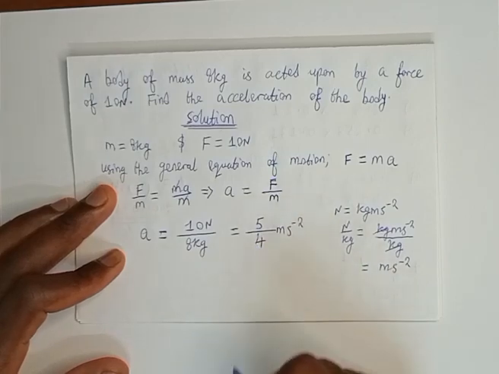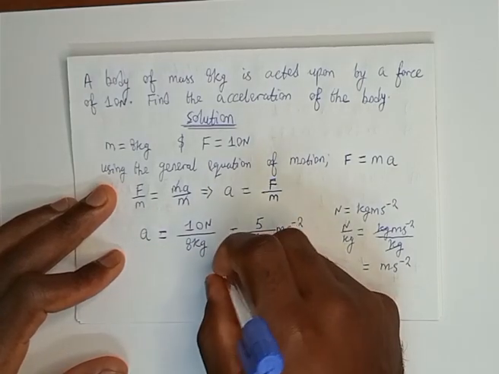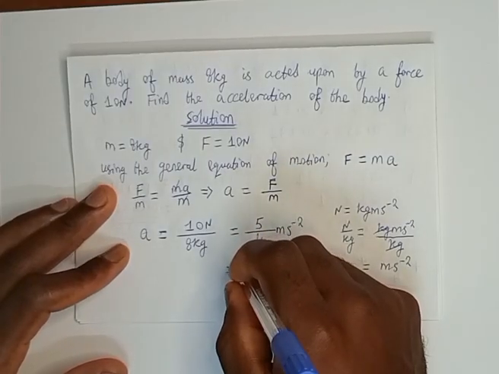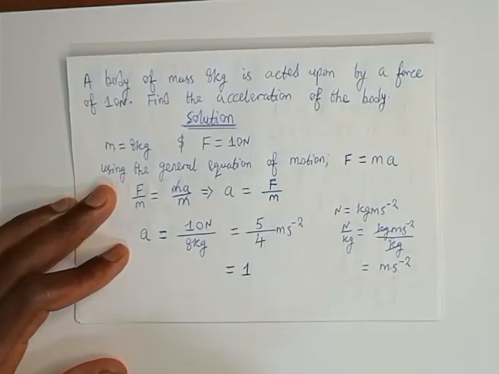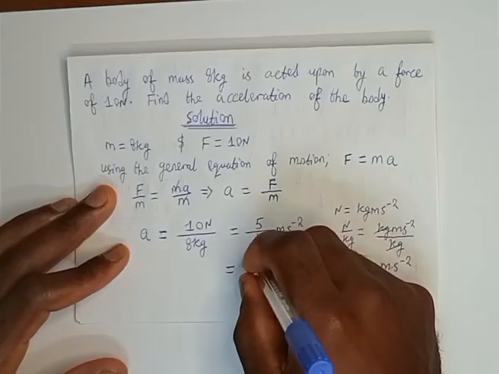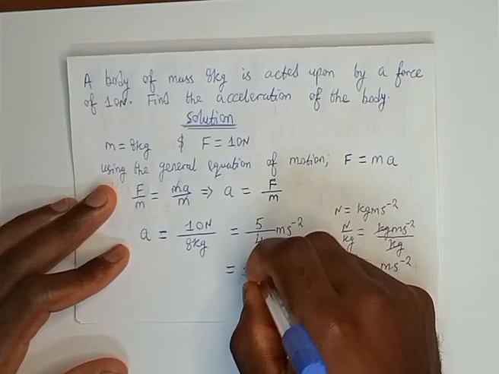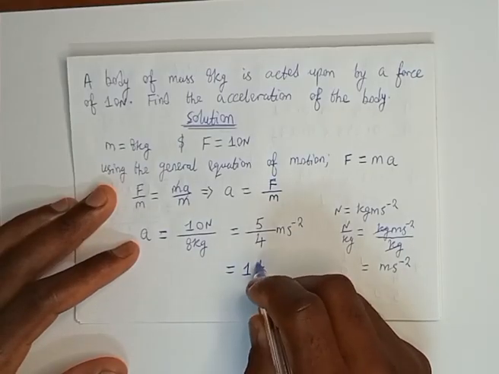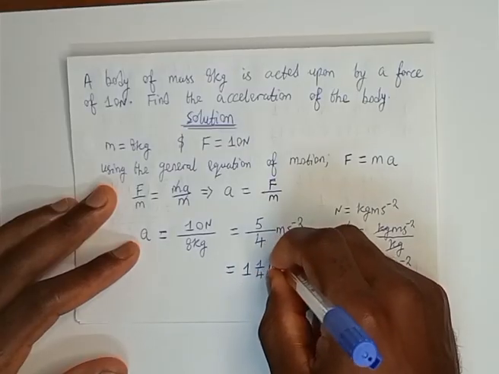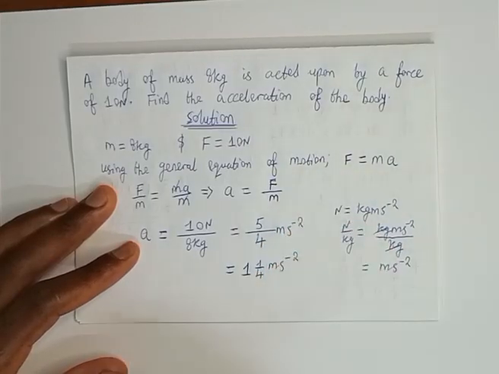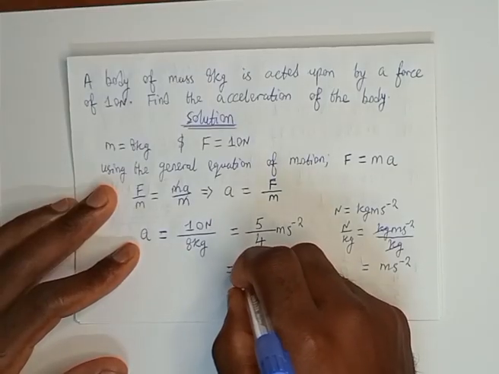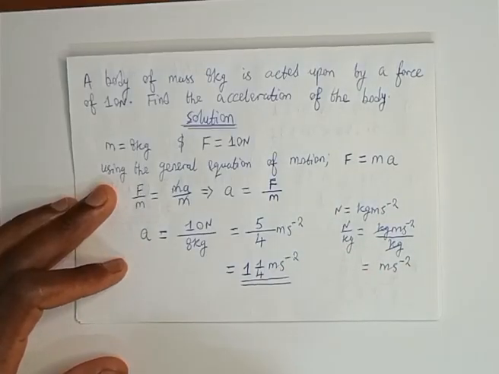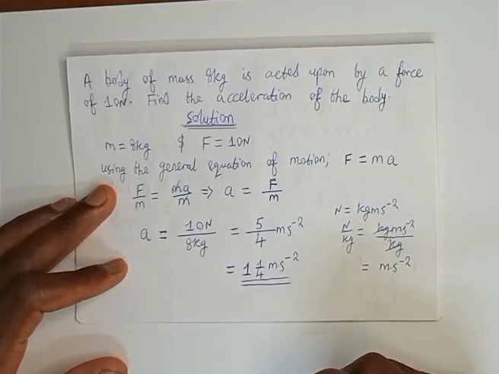We can express this as a mixed fraction. If you divide 5 by 4, it gives you a whole number part of 1 and a remainder of 1, which is to be divided by 4. It simply means the acceleration of the body will be 1 and 1/4 meters per second squared. We underline the acceleration. We are done with the solution of this question.